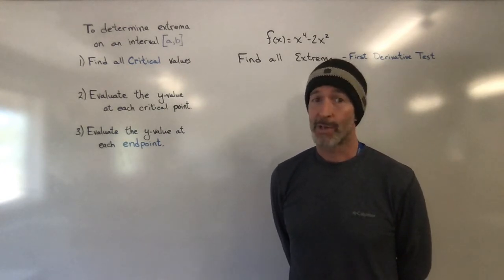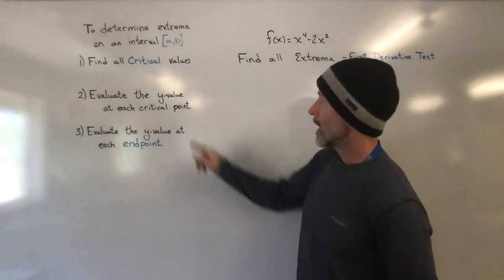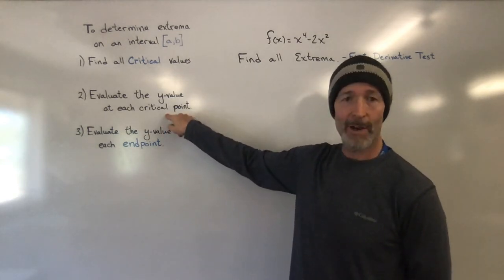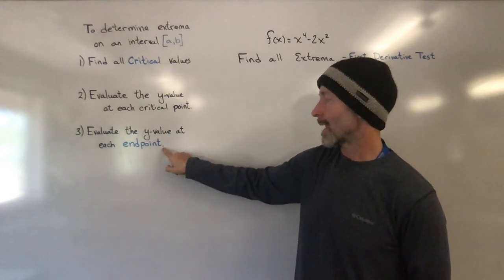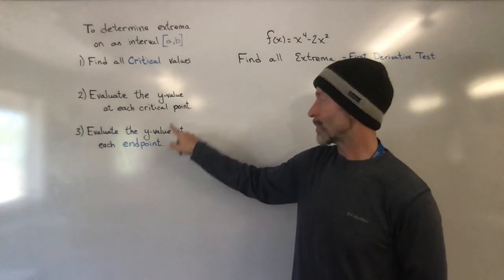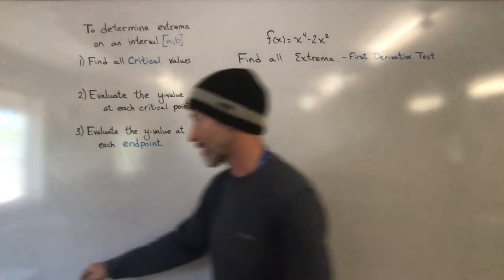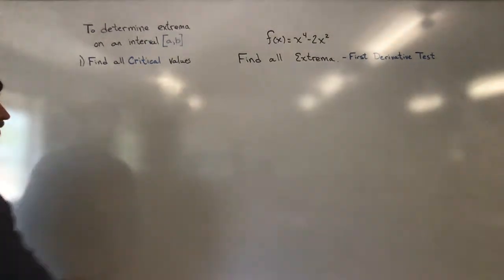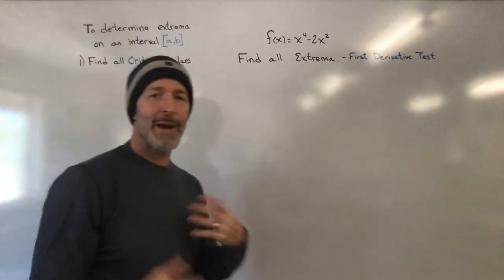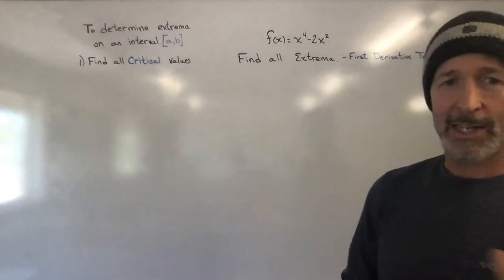Those are the values where the derivative equals 0 or is undefined. And then we evaluated the function value, or the y-coordinates, of each and every one of those critical points. And we did the same at the endpoints. When I had the critical points and the endpoints, I knew I had the highest and lowest points there. But when we don't have this on an interval, there are no endpoints, and there's no comparison that needs to be done.